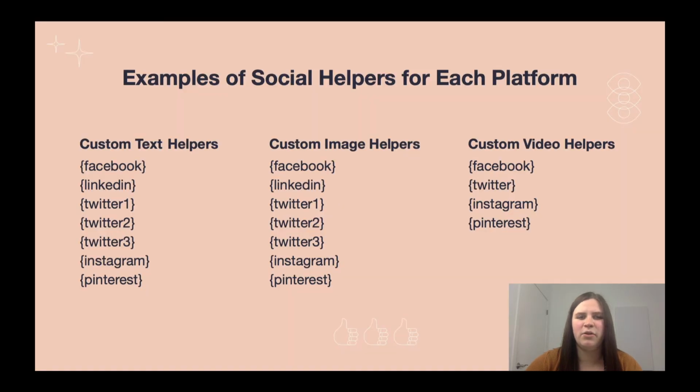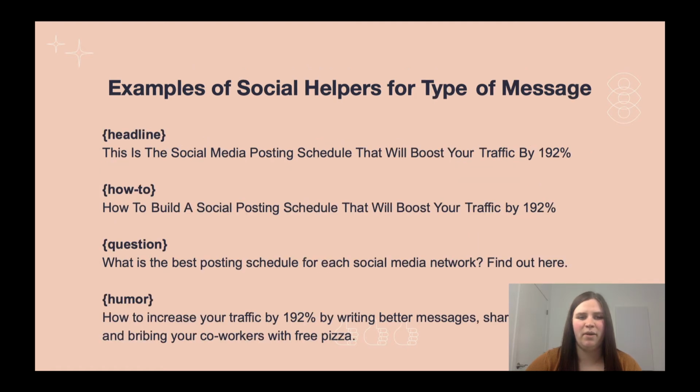Now we're going to go over two examples of ways you can name social helpers. The first one is for each social media platform. You can have text, images, or videos ready for each social media platform. The second example of a way you can name your social helpers is for the type of message that they are. You can also have different kinds of content drafted out in the social helpers, so you can easily insert it into multiple social posts. These could be types like a headline, a question, a how-to format, and some humorous copy.